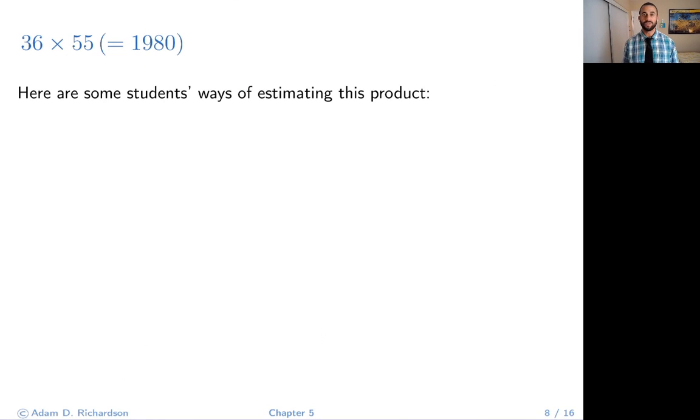Okay, so the exact answer is 1,980. So here is some students' way of estimating this product, and they explain it to us. Joe rounded to 40 and 60 and got 2,400. That's exactly what we just talked about, right?